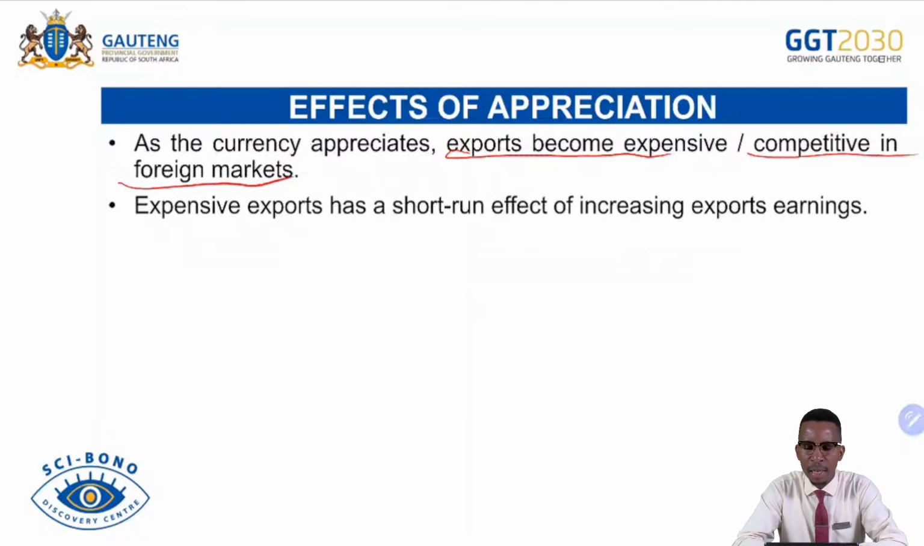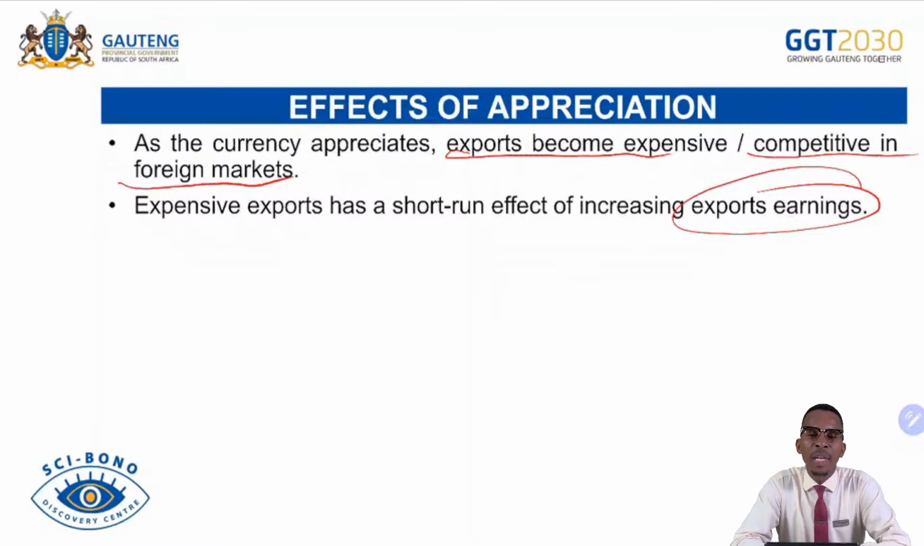Expensive exports have a short-run effect of increasing export earnings. Like I mentioned before, if they become expensive, they might still be consumed in the short run. But if they become expensive, those foreign consumers might look for alternative products to replace our exports that are relatively expensive in their economies. So that is bad in that case. That's why we say there is only a benefit for the short run, whereby we will be earning high terms of trade, but in the future, there might be a decline in terms of trade if our export prices are decreasing.